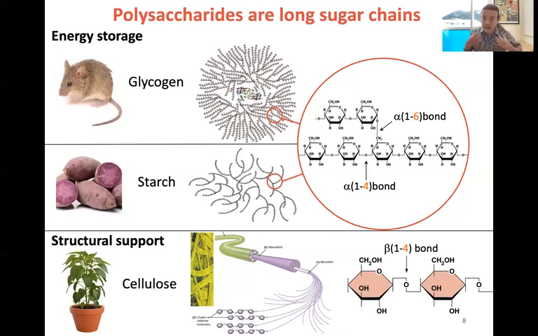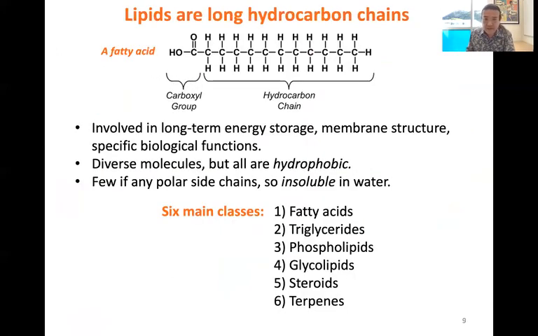And that's why things like the fiber in your diet, the roughage that you eat in your vegetables, largely pass through you undigested. So we talked about proteins, polysaccharides, and lipids. Lipids are an example of long hydrocarbon chains. Here you have a hydrocarbon chain with a carboxyl group at the end, and together this makes what we call a fatty acid, a building block of a potentially more complicated type of fat molecule.